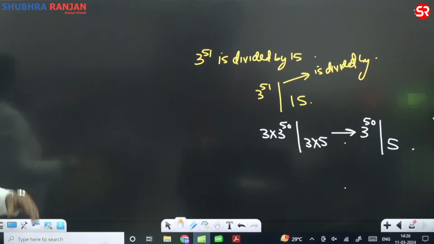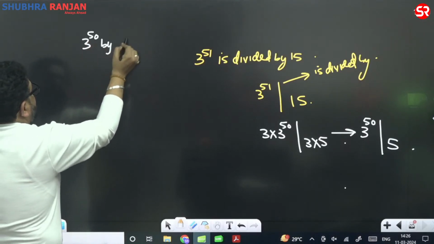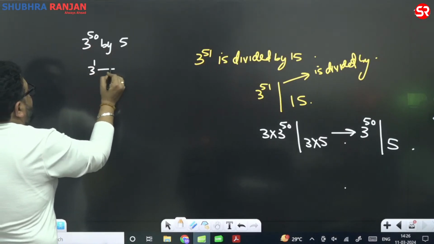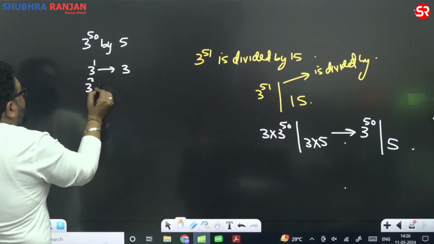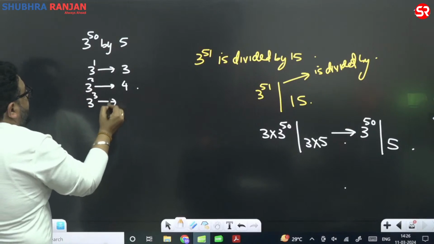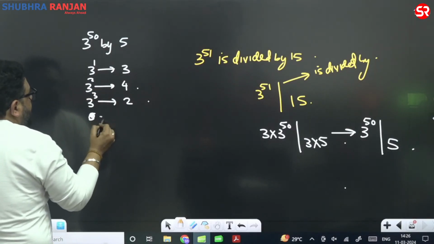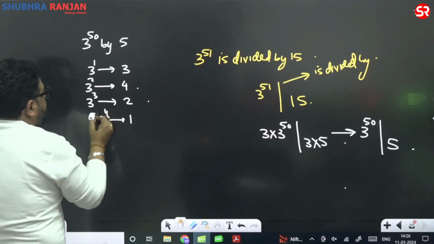Is it clear? Now let's proceed to the same steps. 3 to the power 50 by 5. 3 to the power 1 leaves remainder 3. 3 to the power 2 is 9, leaves remainder 4. 3 to the power 3 is 12, leaves remainder 2. 3 to the power 4 is 81, leaves remainder 1.